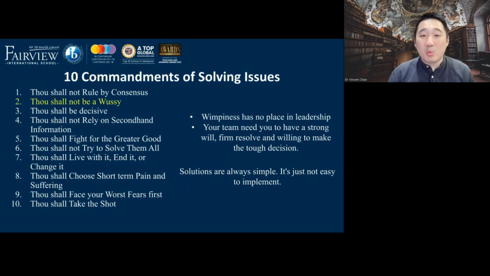Thou shalt not be a wussy. Wimpiness has no place in leadership. Your team needs you to be strong, have a strong will, firm resolve, and be willing to make the tough decision. Solutions are simple. It's just not easy to implement.